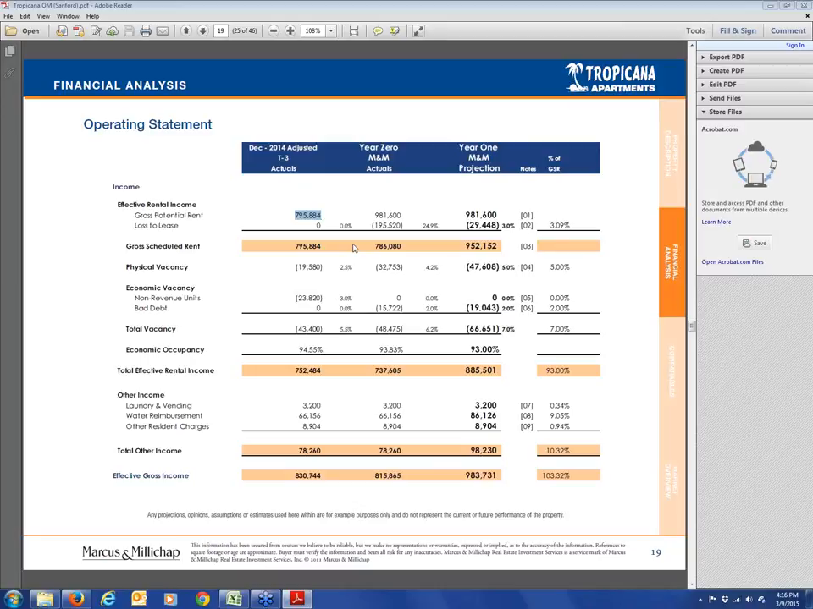If this property is 97% occupied, why don't you show me 97% for the last 12 months? I'd like to see how well you did in collecting for the last 12 months. This is the oldest trick in the book that brokers play, because this property has not performed well over the last 12 months. And they don't want to let you see what happened over the last 12 months.